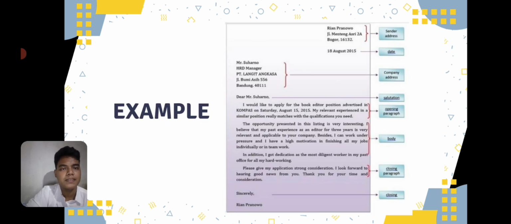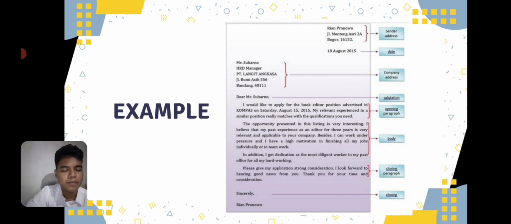Okay, and I will show you. Now I show you an example of a job application letter. At the top, we have the sender address: Rian Pranowo, Jalan Menteng S32A, Bogor 16132, and then followed by the date, 18 August 2015.